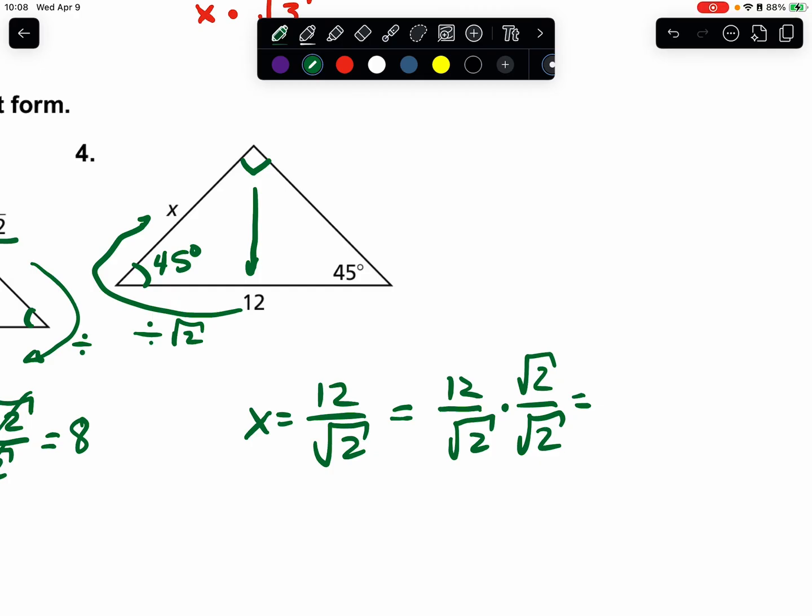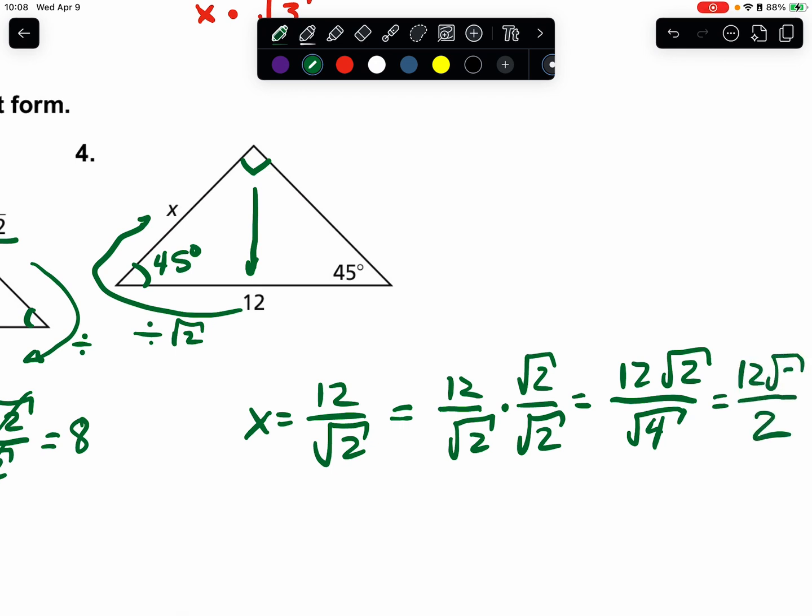All right, so upstairs, easy peasy, we just put the 12 and the radical 2 together, because that's multiplication. Downstairs, we have radical 4. Radical 2 times radical 2. And you all remember that that is 2.